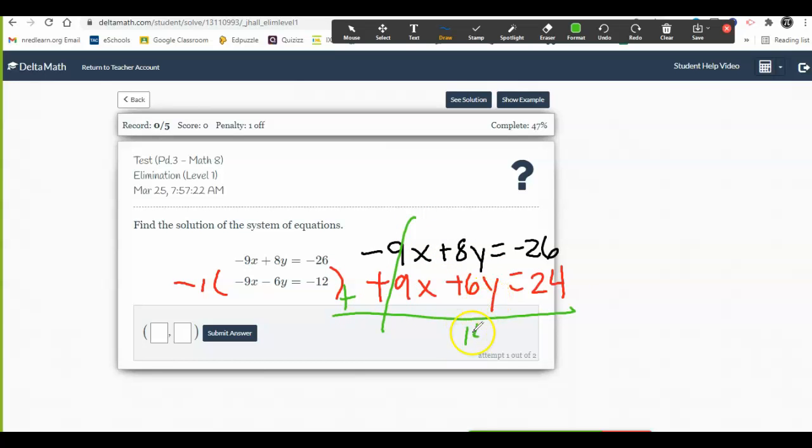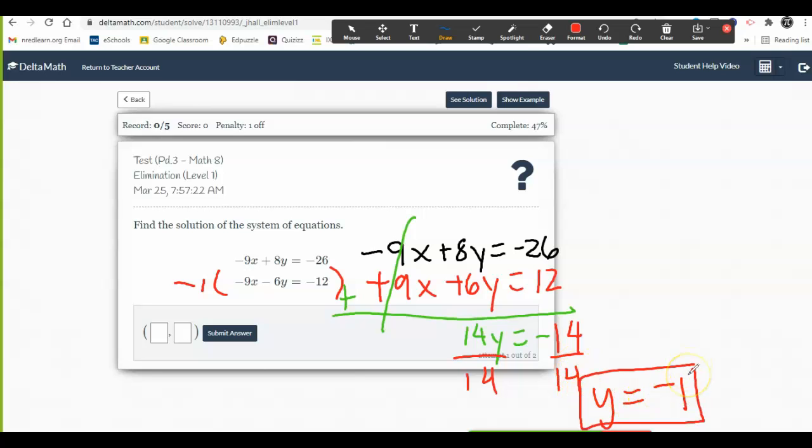8y plus 6y is 14y, and negative 26 plus 24 is, did I do this right? Oh, I wrote the wrong number there. Let me erase that, sorry. It's supposed to say 12. I don't know where I got that 24 from. It's supposed to say 12. All right. So negative 26 plus 12, you're going to need a calculator for that, but the answer is going to be negative 14. Then I divide by 14, and I get my first answer, negative 1.